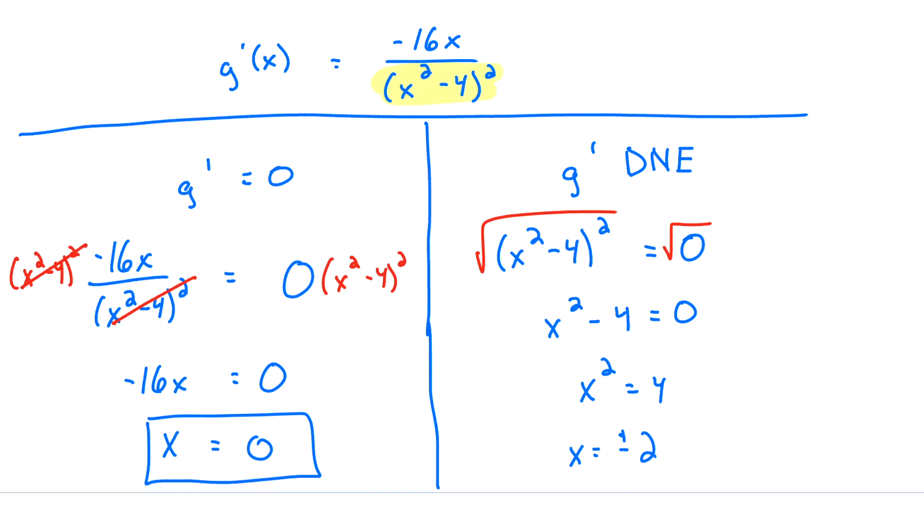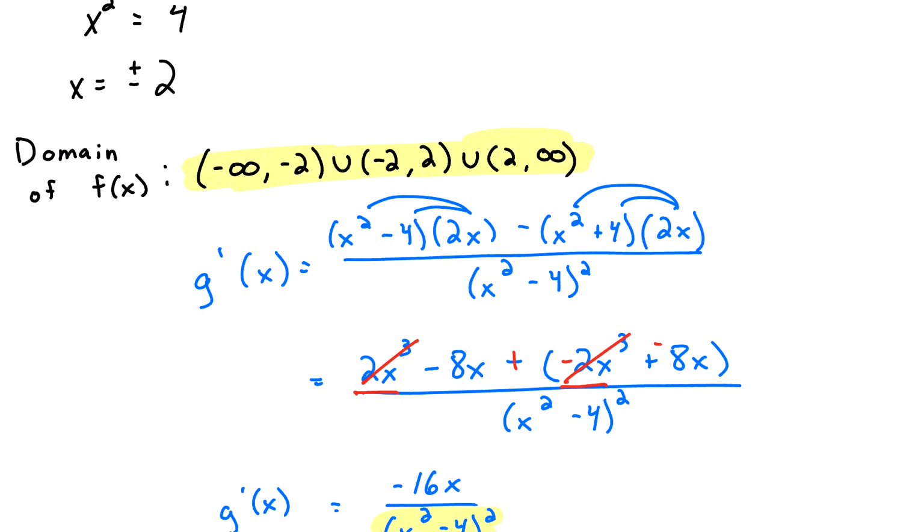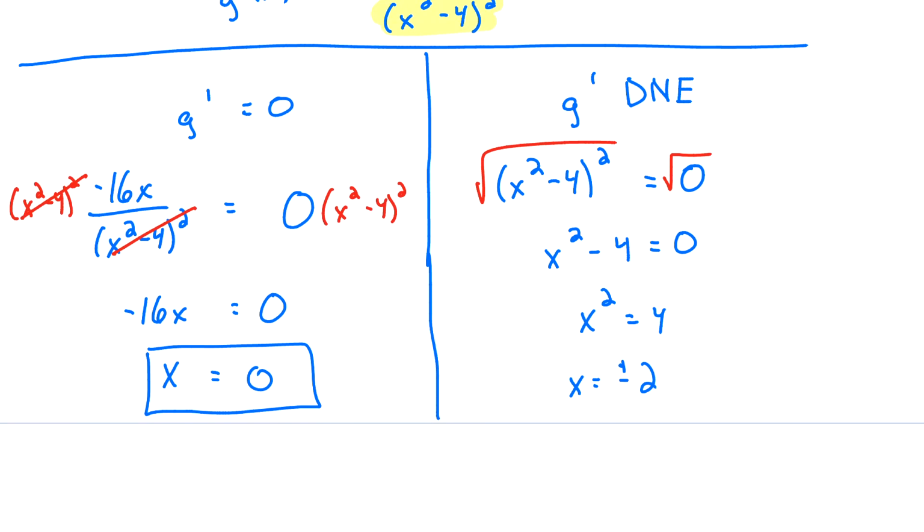Hopefully that rings a bell for you. So x equals plus or minus 2, they might be critical numbers. I need to check and make sure that they're in the domain of my function, though. If I go back up, we had a problem here at negative 2 and at positive 2. Those are not included in those intervals that I wrote. We said that the function is undefined at those values, which means that these are not critical numbers.